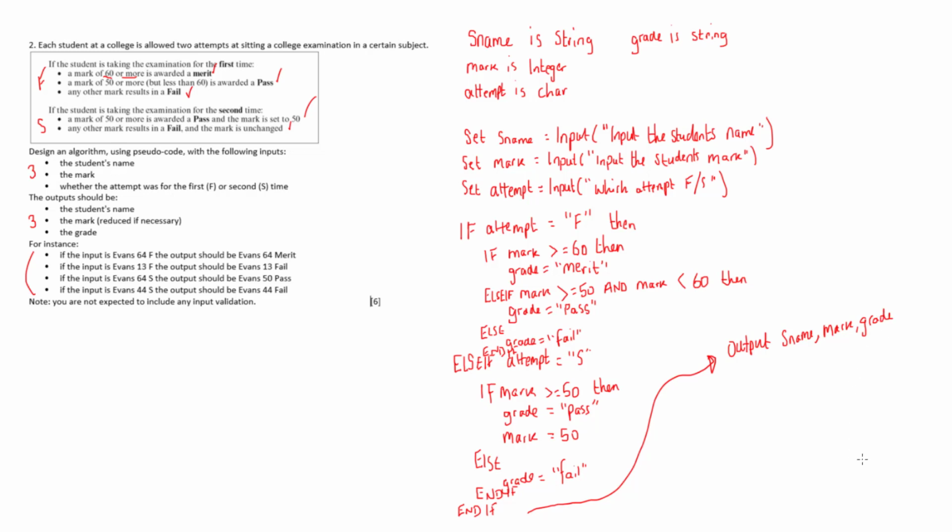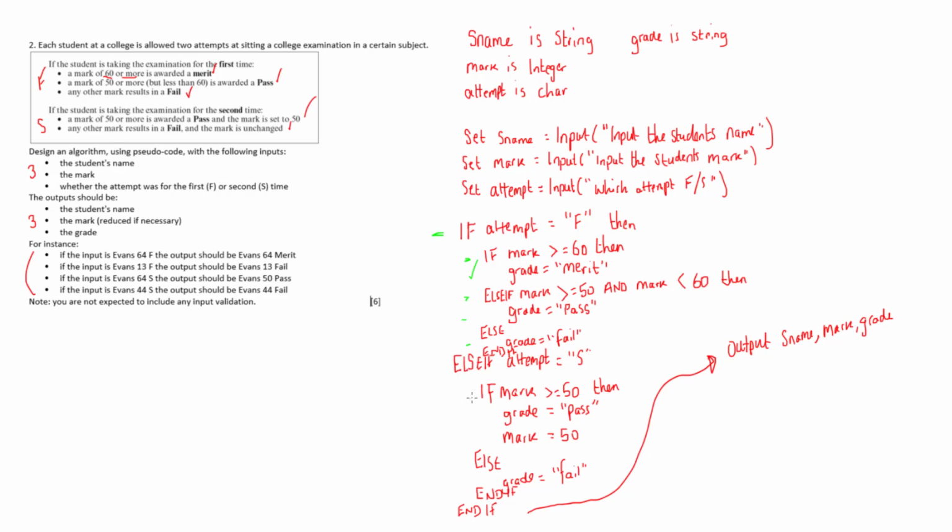If the student is taking the exam for the first time, that's this if statement here, then if a mark of 60 or more is awarded, you get a merit. That's true. If it's greater than or equal to 50, so 50 or more, but less than 60, then you get a pass. That's that one there. And then else, anything else is going to get a fail.